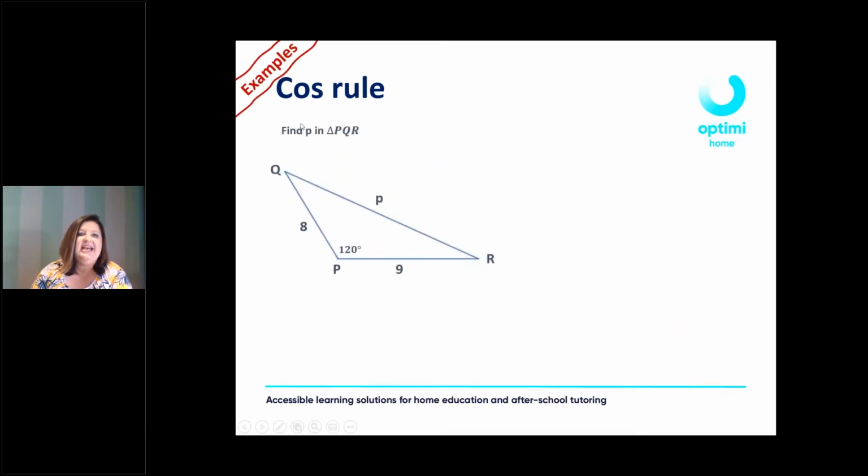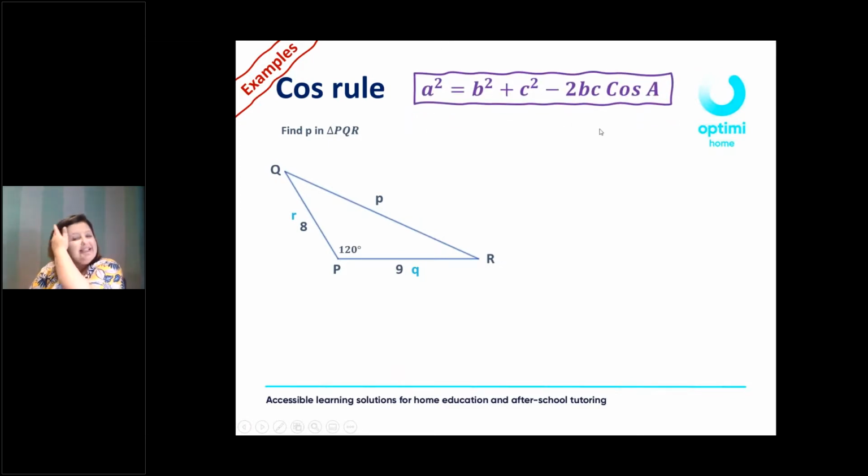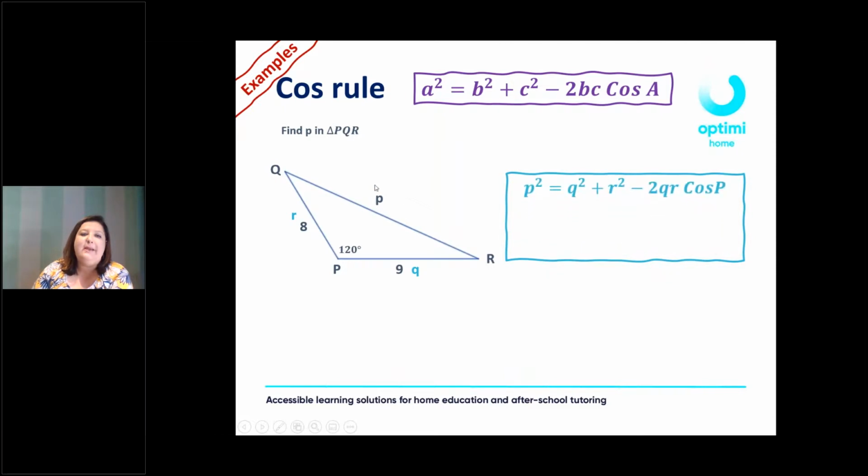Right, so let's apply it. They say they want us to find p in triangle PQR. So if I look over here, I have two sides and then an included angle. Let us just name the different sides, and that is the equation that you're going to use. So if I apply this equation to this specific triangle, I will get p squared is equal to q squared plus r squared minus 2qr cos P.